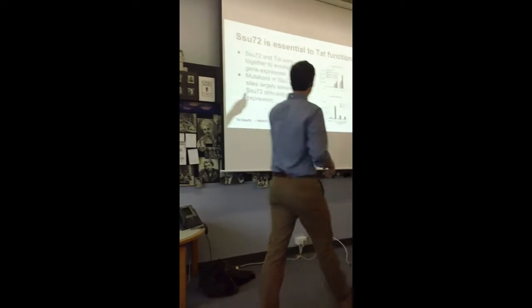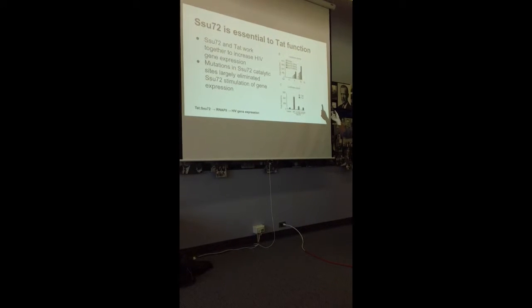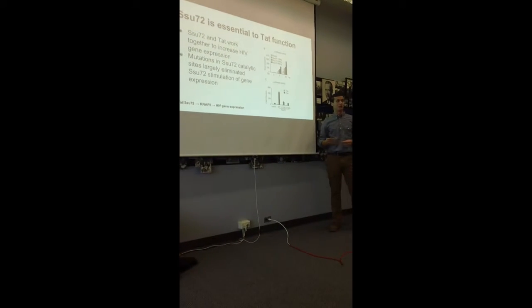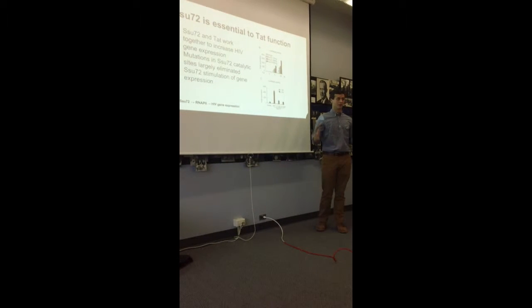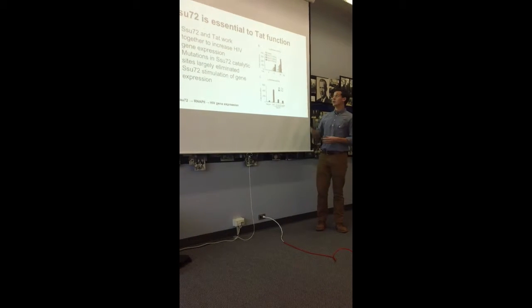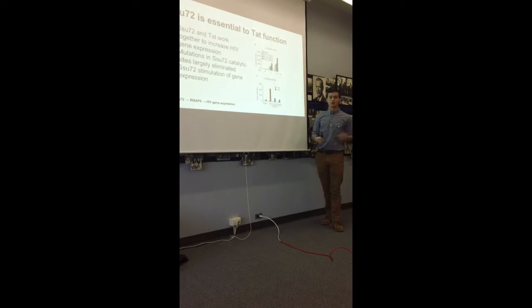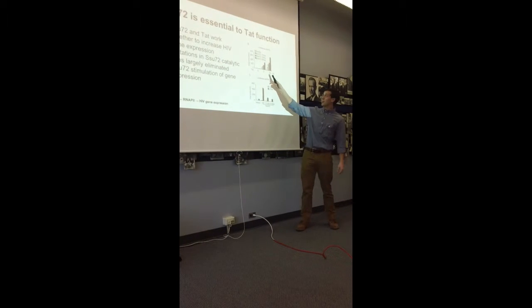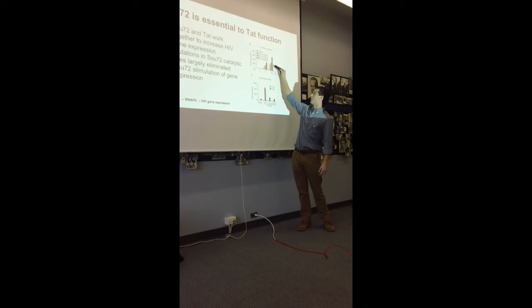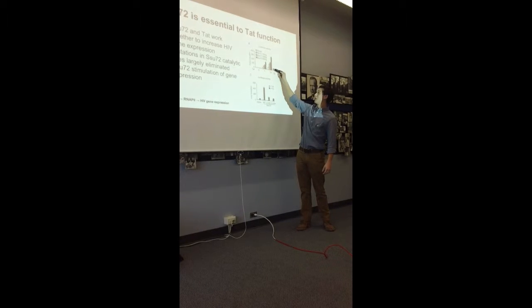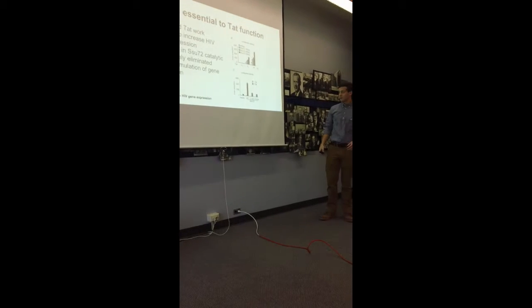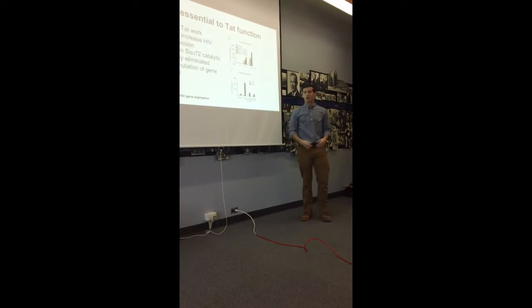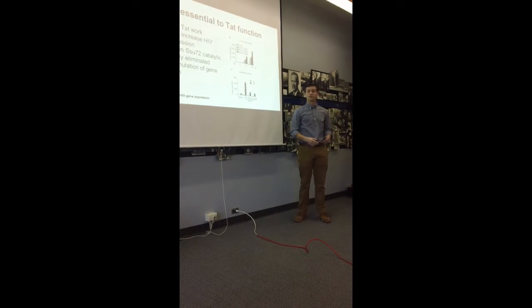So here in this graph, they look at what happens when they increase SSU72 levels and TAT levels. What they found was that as they increased together, so did production of HIV proteins. HIV gene expression. So, for example, this bar where there's the most SSU72 and the most TAT has the most HIV gene expression. And so following that pattern, they looked at what would happen if they mutated SSU72.